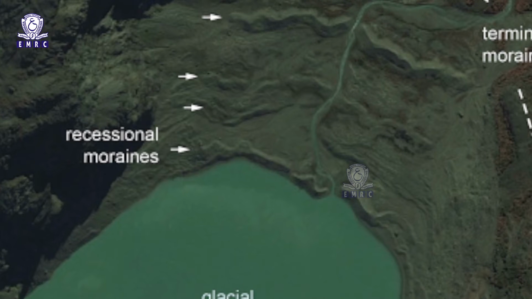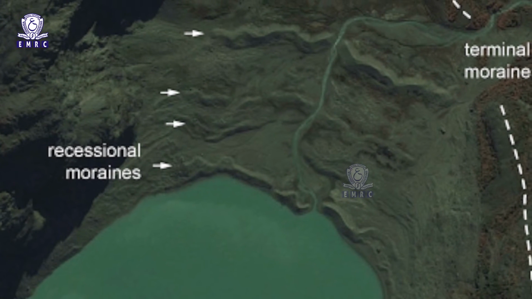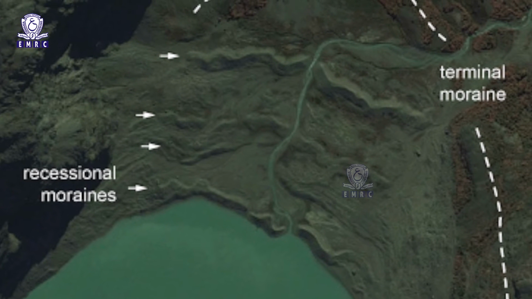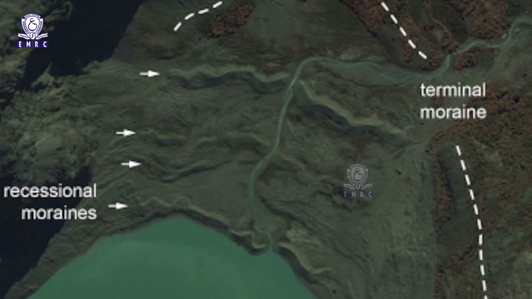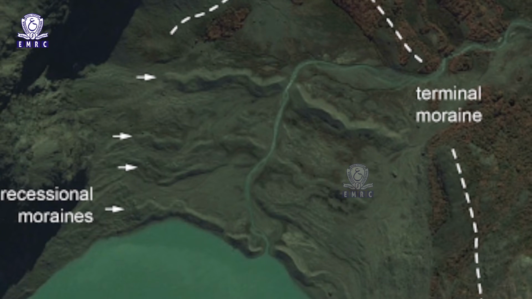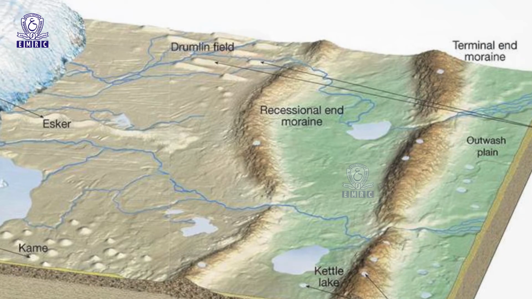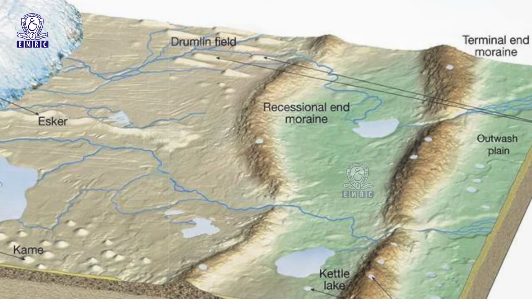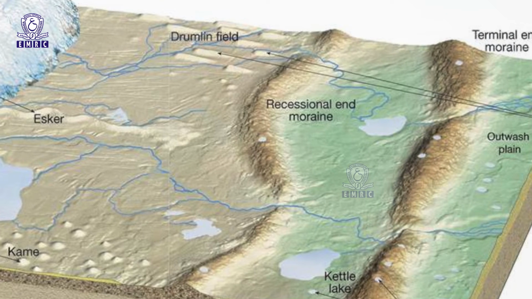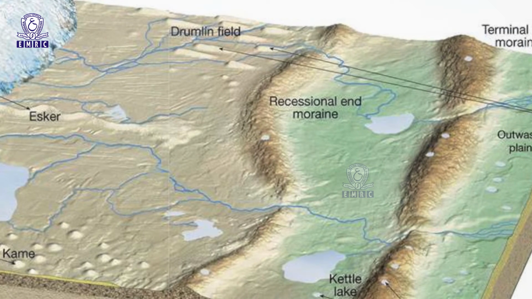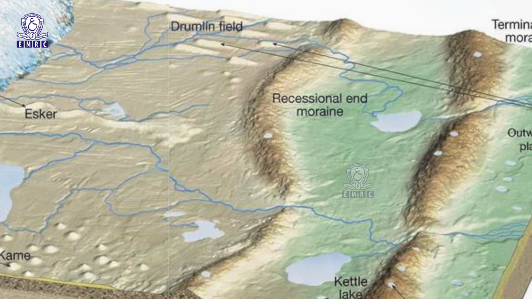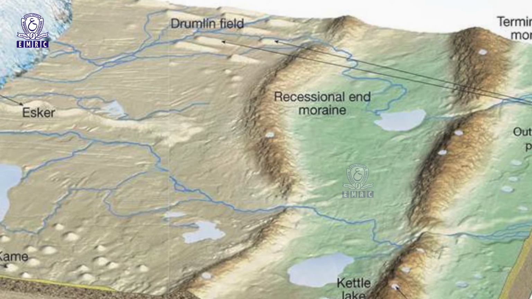Recessional moraine. If the mouth of the glacier does not stabilize at a place for a long time but goes on retreating, the terminal moraines are formed during each retreat of the glacier. When the glacier retreats and halts for a period of time, it leads to the formation of successive terminal moraines, which are known as recessional moraines. The succession of terminal moraines is called recessional moraines.